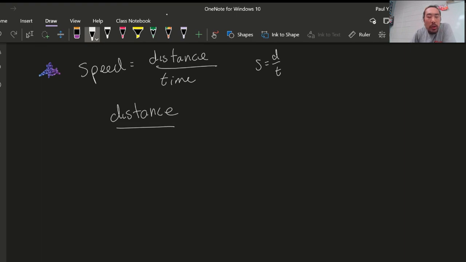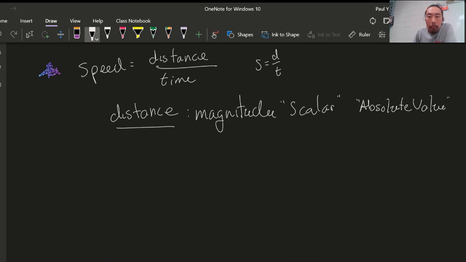There's nothing really special about the idea of distance except it is a magnitude, or a scalar. We're going to go into the definition of magnitude and scalar. But what you need to know is that it is the absolute value. And when we get into the non-absolute value of distance, it'll be a little bit more clear.